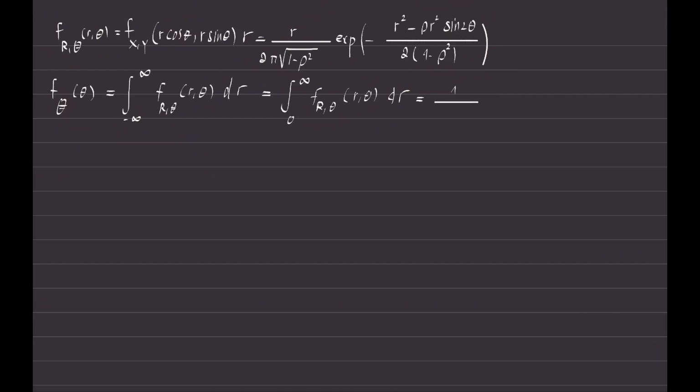So this becomes 1 over 2 pi square root of 1 minus rho squared. And then I have the integral from 0 to infinity, and then I have r, and I have this exponential. But in this exponential, to make things a little bit simpler, I factor r squared here. And if you don't mind, let me write it with the normal exponential function form. So it becomes e to the power of minus (1 minus rho sine 2 theta) divided by 2(1 minus rho squared), and then what I have here is r squared, and then finally I have dr.